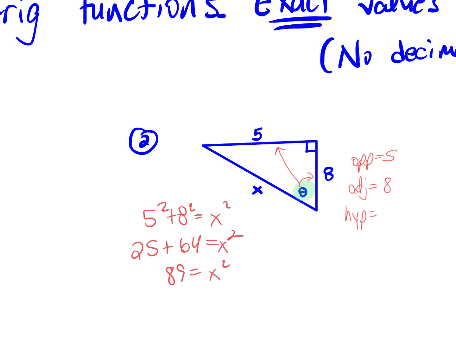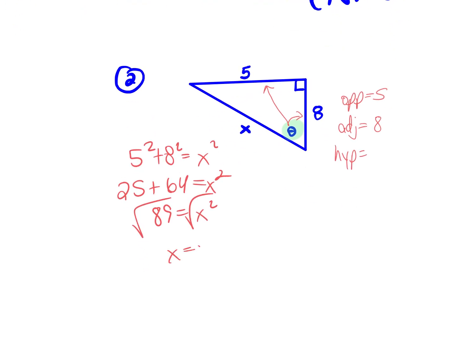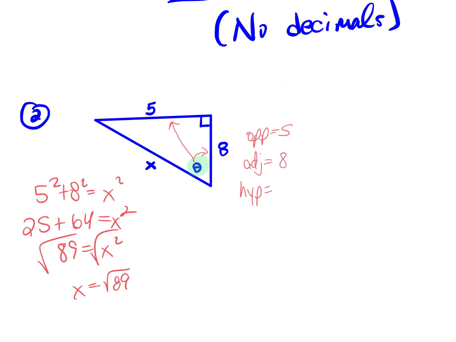89 equals x squared. So the square root of 89 is our x value, our hypotenuse. Check to see if that can break down. If it can, great. If it can't, then just leave it. So here is the information that we have. We're going to use this to find all 6 of our trig functions.